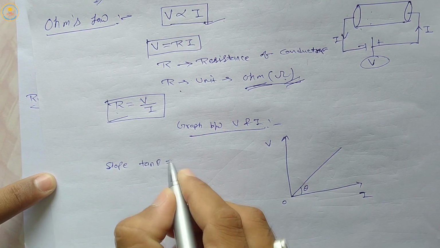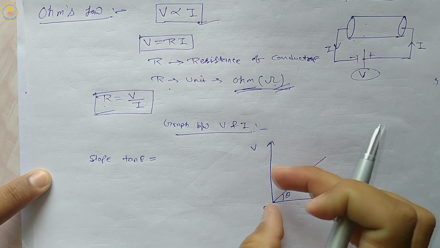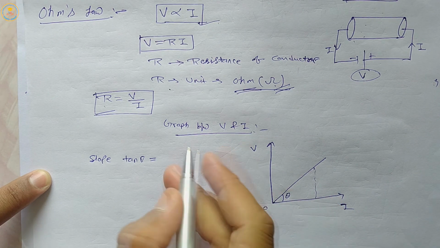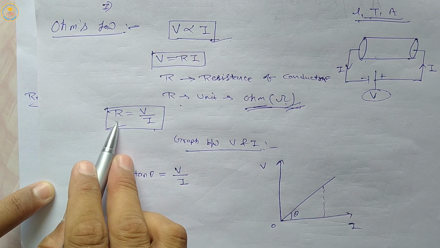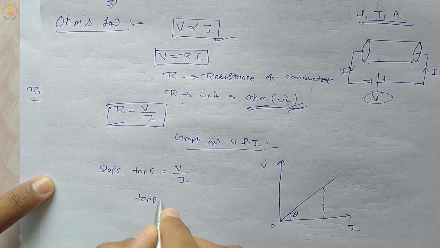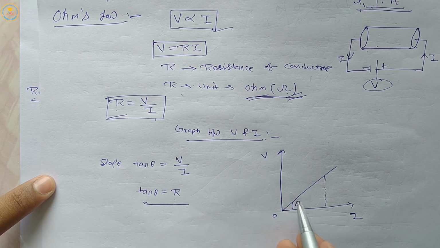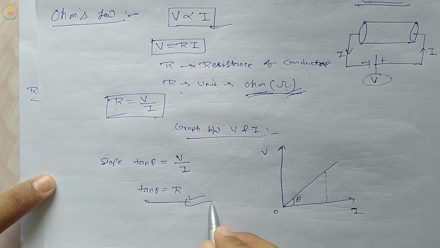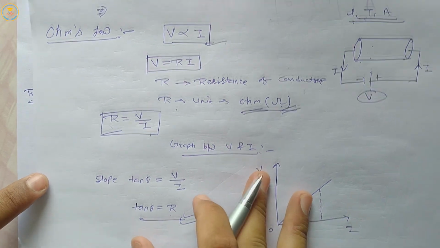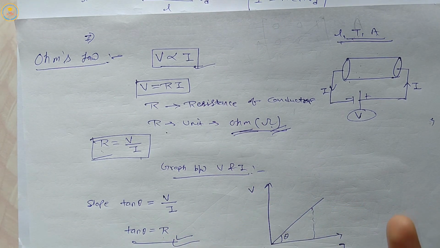Tan theta is equal to perpendicular upon base. This is the perpendicular, equal to V, and this base is equal to I. So tan theta is equal to V upon I, and V upon I is equal to R. So we can write tan theta is equal to R. So we can say the slope of the straight line is equal to the resistance of the conductor. Okay, students, this is Ohm's law. This is very important for a small question in our annual examination.